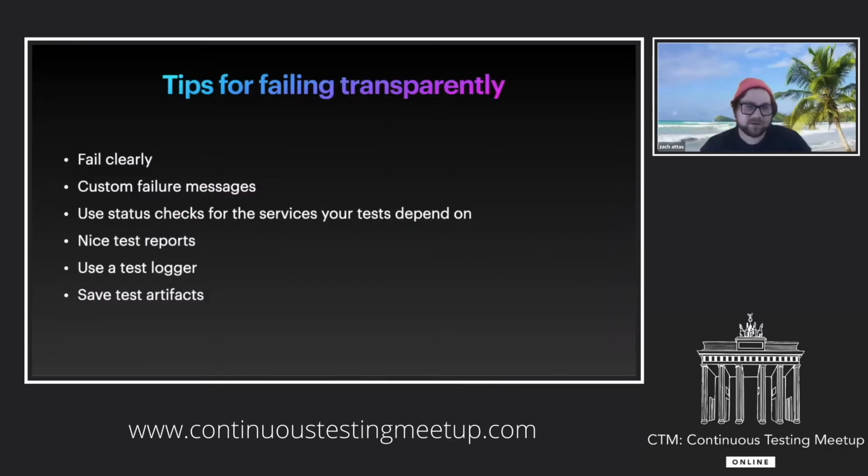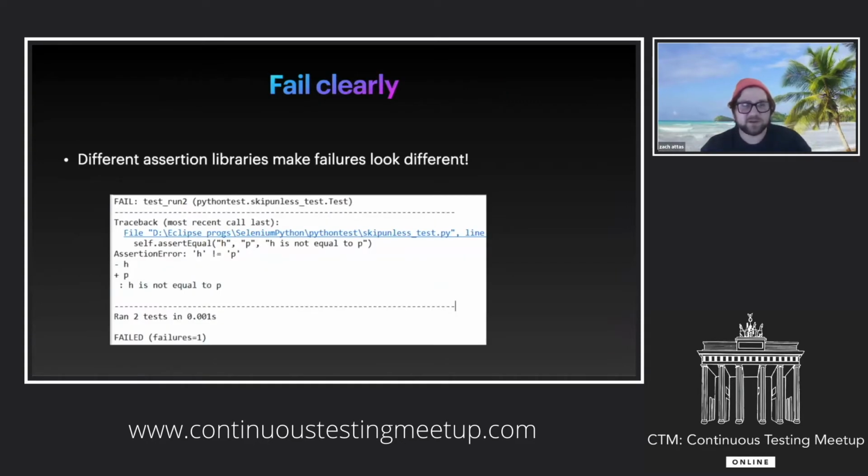So here are kind of the 6 things that I'll be talking about in terms of making sure that we can avoid that horror scenario. First one is failing clearly. So something that I've noticed, I've written test assertions in Python, JavaScript, and Ruby. Those are my main 3 languages. What I've taken away is that different assertion libraries make failures look very different.